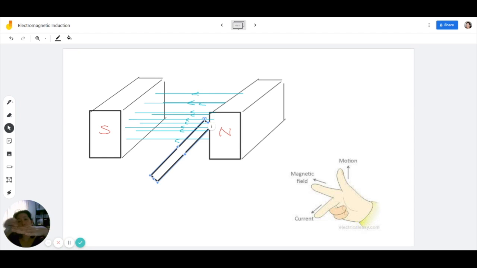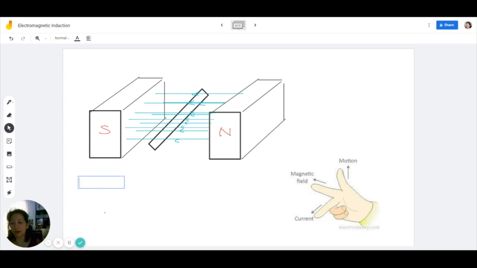You cannot have them move parallel. Parallel will not induce any current. If you're wondering, what about cutting it at a different angle? Actually, it's possible. You can if you move it at angles other than 90 degrees. But the best is to move it across at 90 degrees.